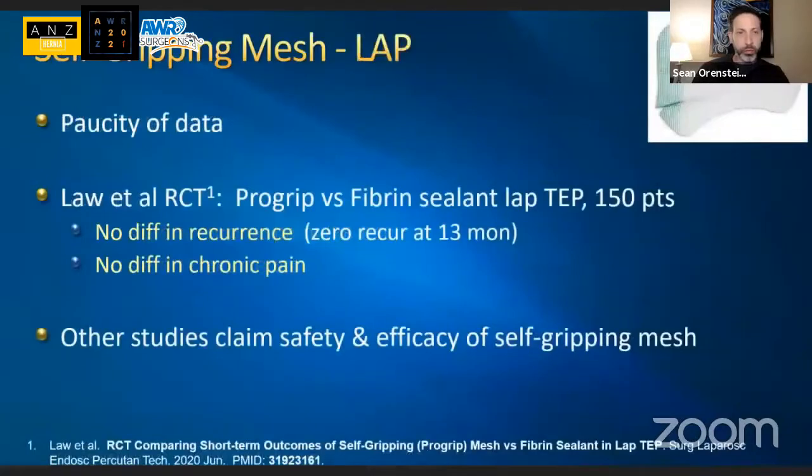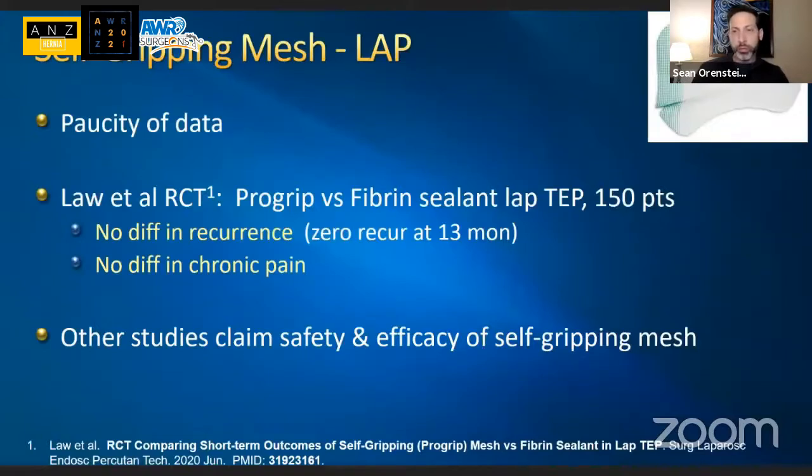How about for laparoscopic repairs using self-gripping mesh? And similar to other studies, basically found no difference in recurrence and no difference in chronic pain, although the study took it out only to 13 months. So most studies basically show that self-gripping mesh is safe to use. I think this is a surgeon preference.